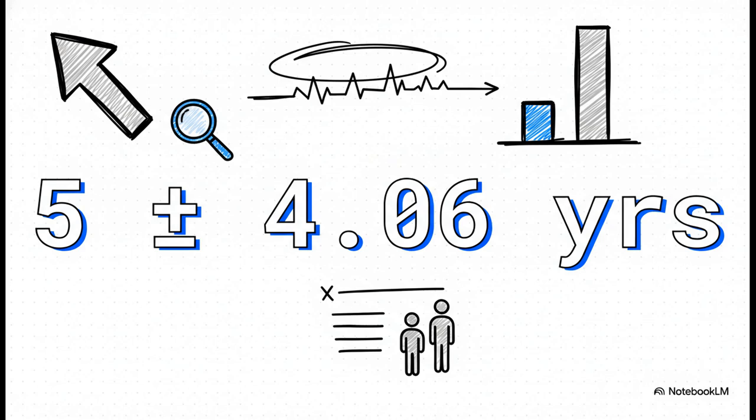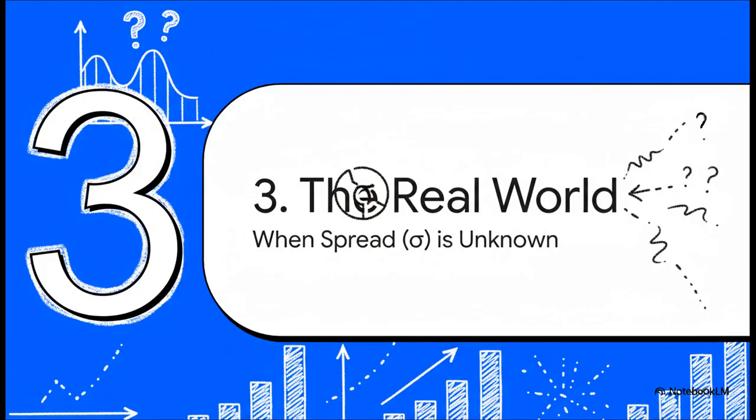So what does that really mean? It means we are 95% confident that the true average age difference is somewhere between about 1 year and 9 years. And here's the kicker. Since that range is entirely positive and doesn't include 0, we've got really solid evidence that there is a real difference. Okay, that was nice and neat.